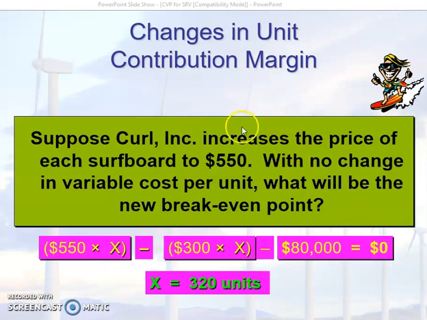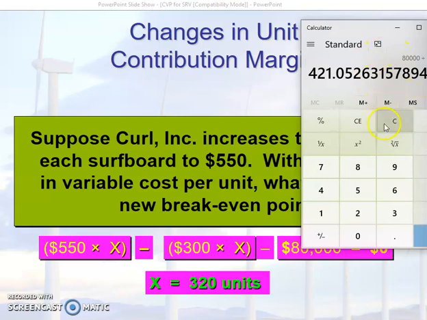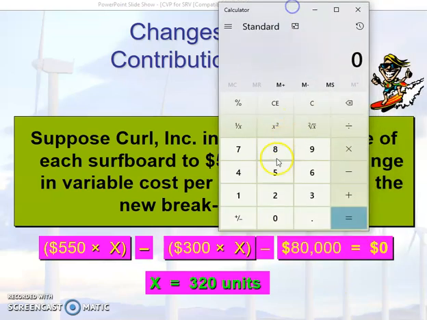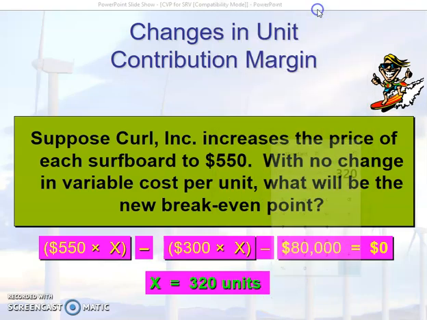And then we also can look at items such as what if we increase the price of the surfboards. We go from 500 to 550. Variable costs are the same at $300. So our contribution margin is going to be $250 per unit. Divide that into fixed cost, 320 units. Math's a little bit cleaner this time. Okay.